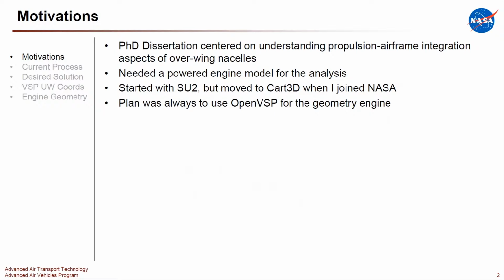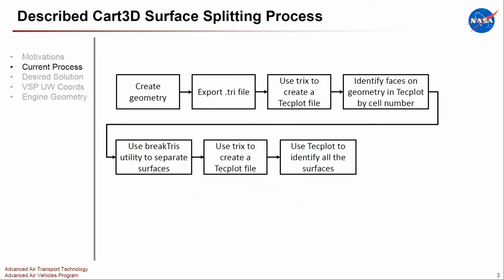And so when I got started with CART 3D, the process for making an engine model or a power boundary condition model is you create some geometry, which for me is on my workstation, which is a Windows computer using OpenVSP. And then you take your VSP model, you export a tri file. Then CART 3D is, of course, on a Linux system.